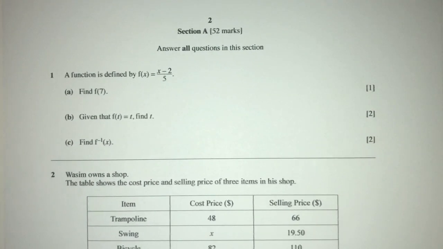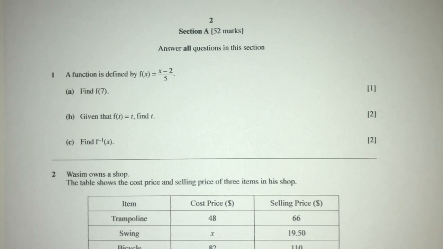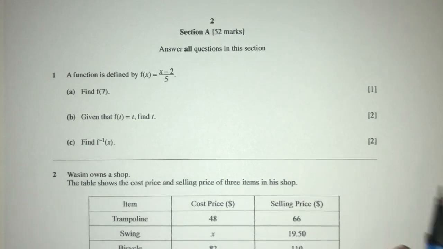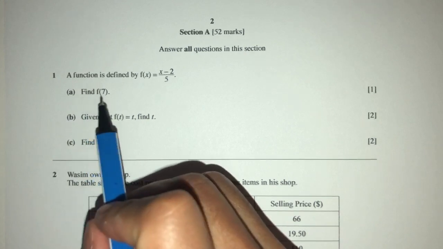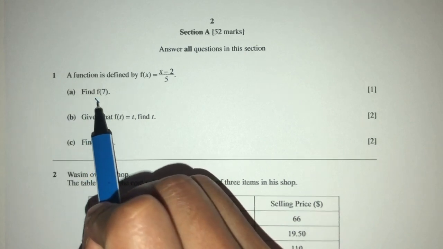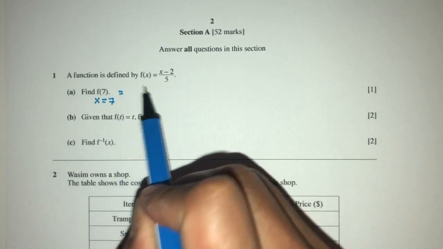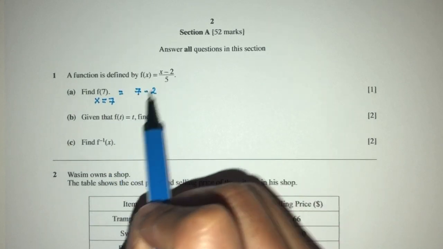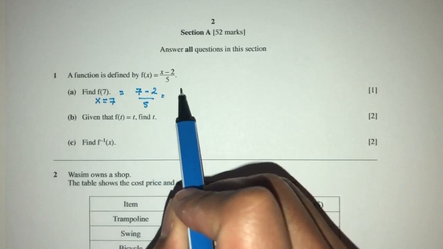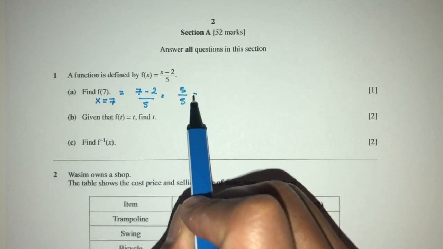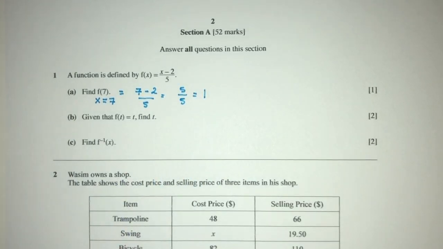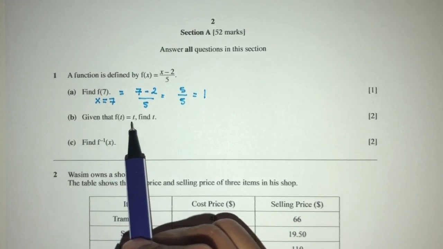So, we have a function defined by f of x equal to (x minus 2) over 5. Part 1, we have to find the value of f of 7. So basically, we have to replace the value of x by 7 in the main equation. So here you will have (7 minus 2) over 5, and that will be 5 over 5, which will be 1.